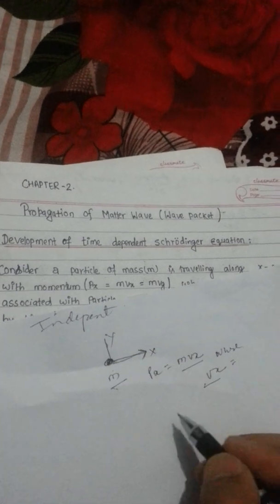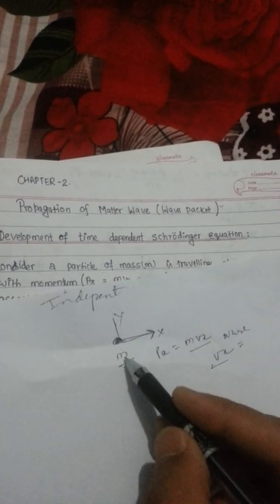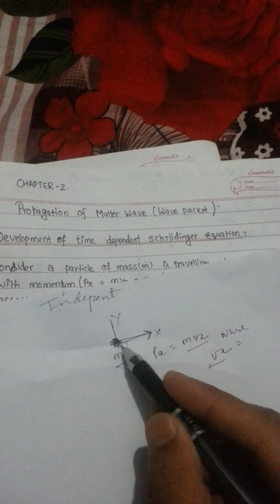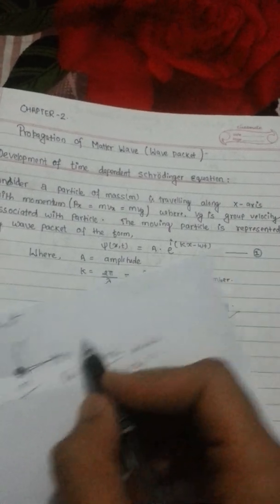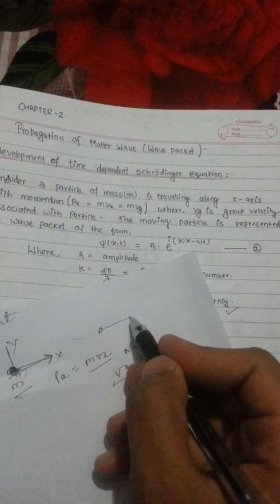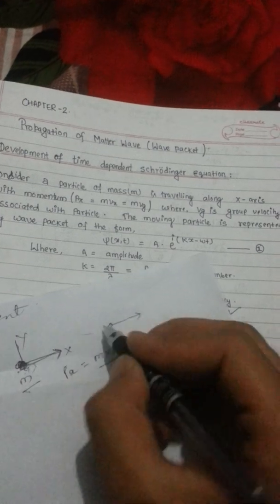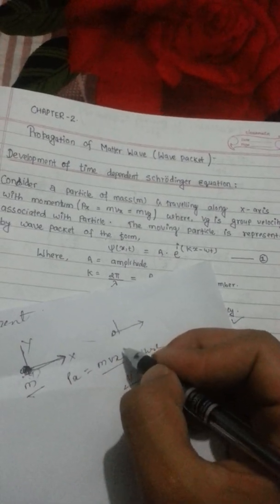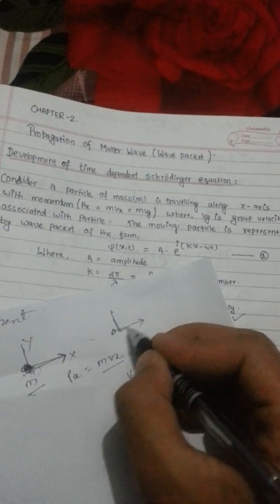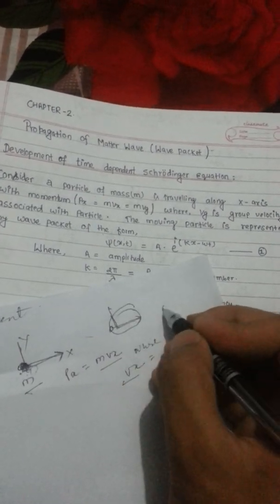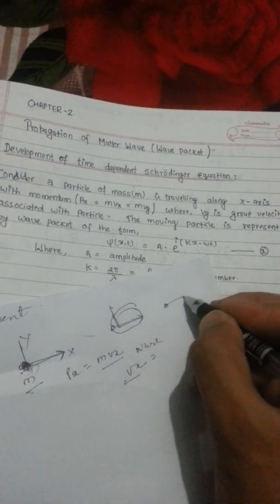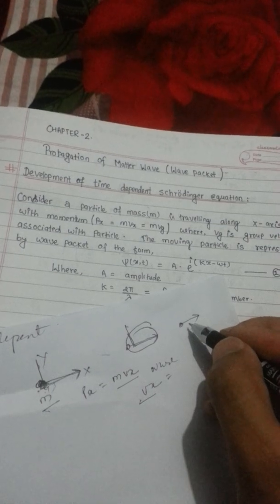And associated with the particle. Already we discussed this. This is a moving particle, because it is traveling along the x-axis, and it is represented by a wave packet of the form. This is the most important point. A moving particle is represented by a wave packet of the form.